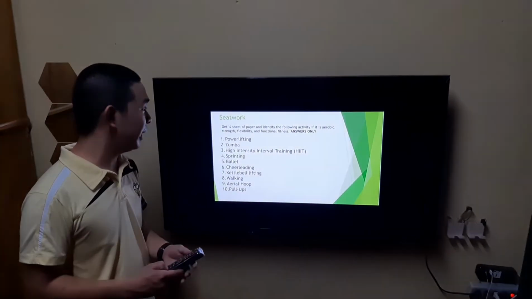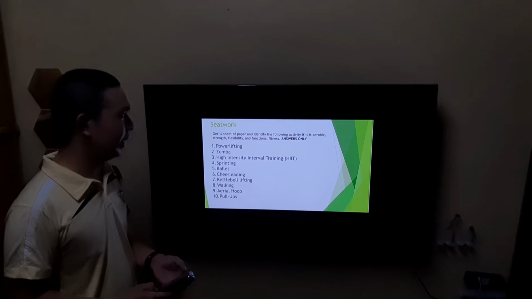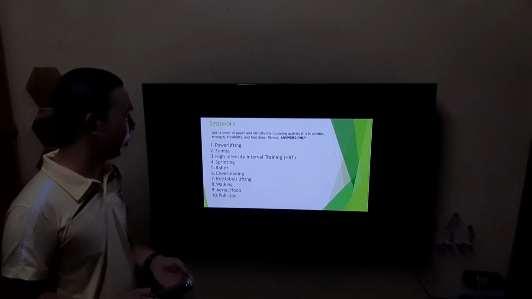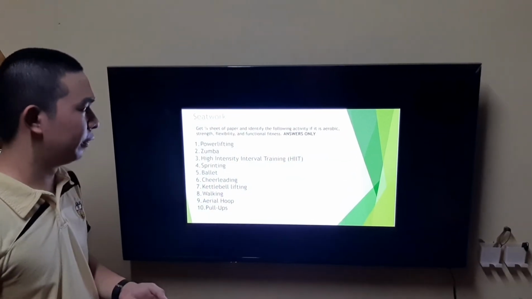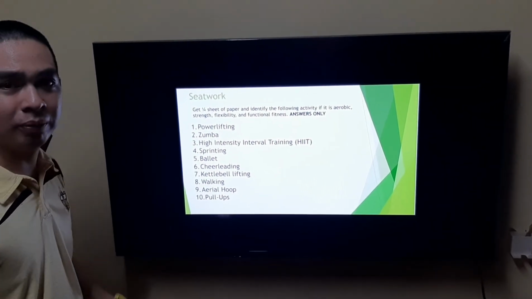So class, for our final activity, get a 1/4 sheet of paper and identify the following activity if it is aerobic, strength, flexibility, or functional fitness. Answers only. These are the questions.